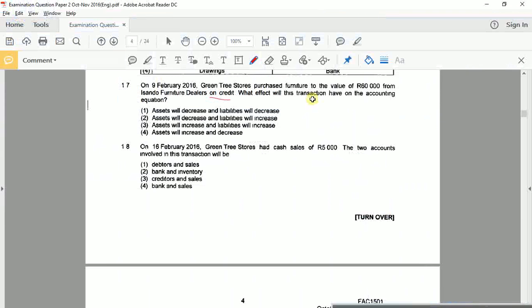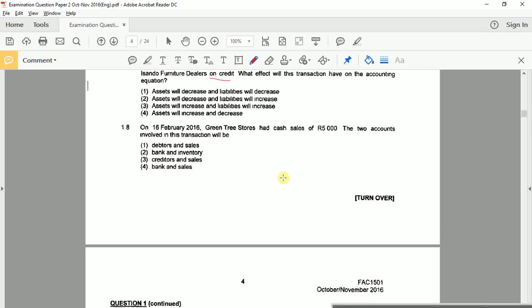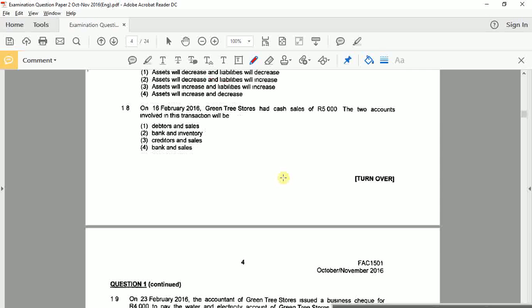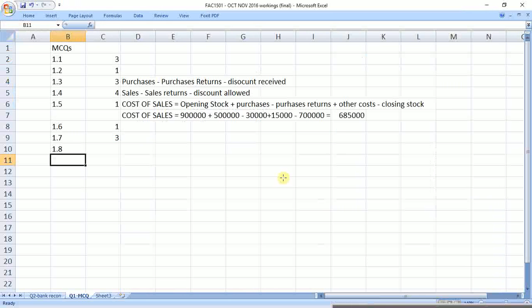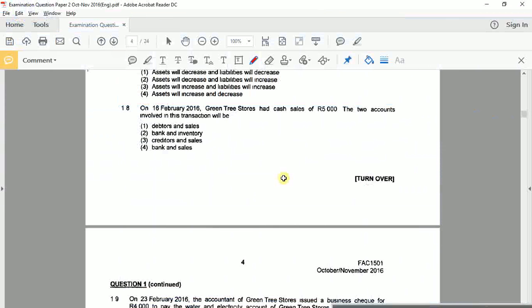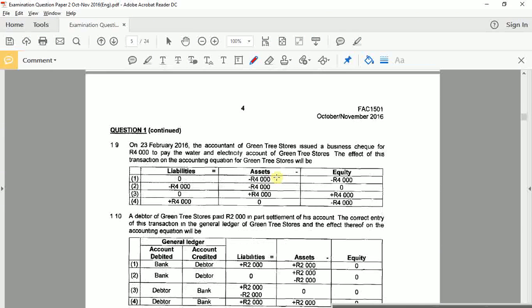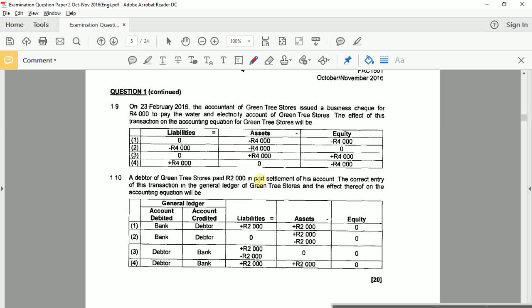1.8. On 16 February 2016, Green Tea Stores had cash sales of 5,000 Rand. The two accounts involved in this transaction will be bank and sales. Perfect. Good, eh? Yes.